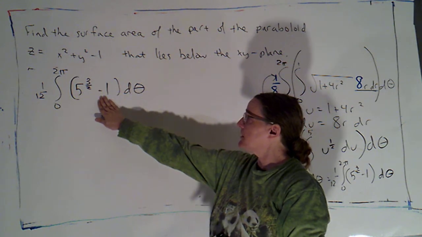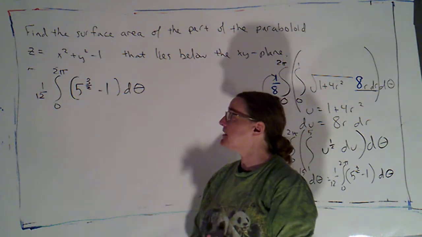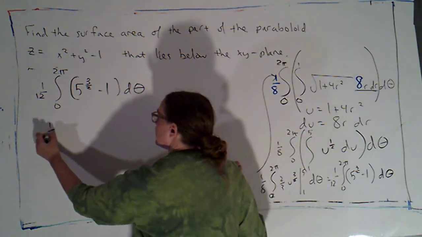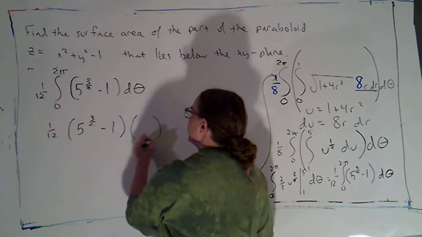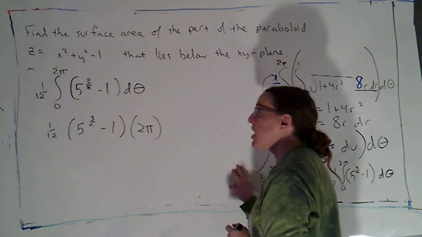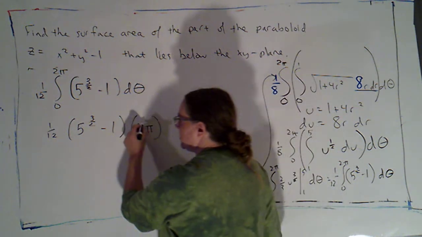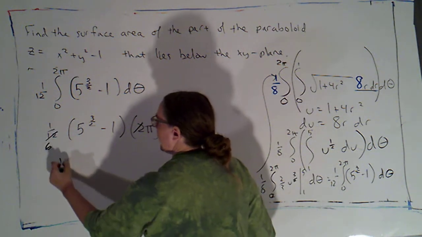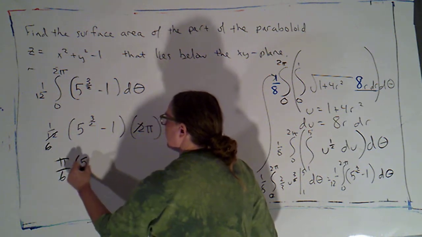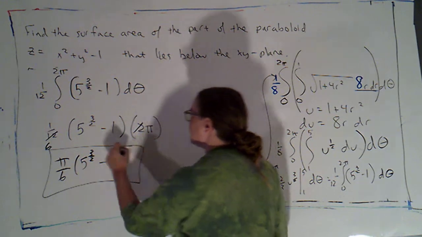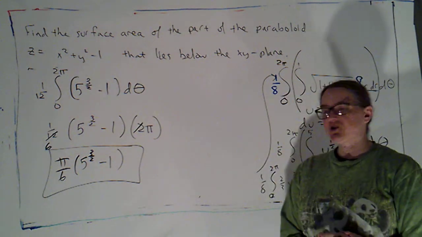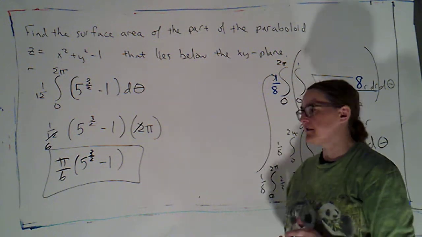When I'm integrating a constant, I just get that constant times the length of my interval. So I'm going to have 1/12 times 5 to the 3 halves minus 1 times the length of that interval, which is 2 pi. I can cancel the 2's. So we're going to have just pi over 6 times 5 to the 3 halves minus 1. That's going to be our surface area. Quick common sense check, that is a positive number. That is in fact a good thing.